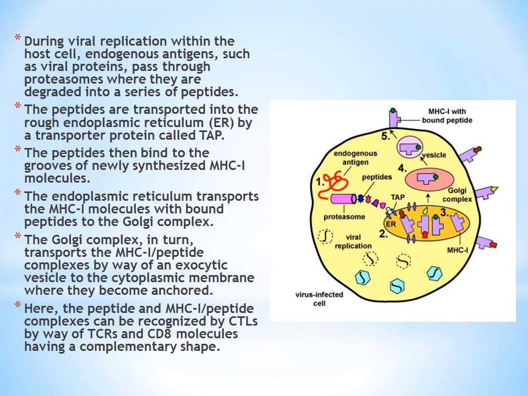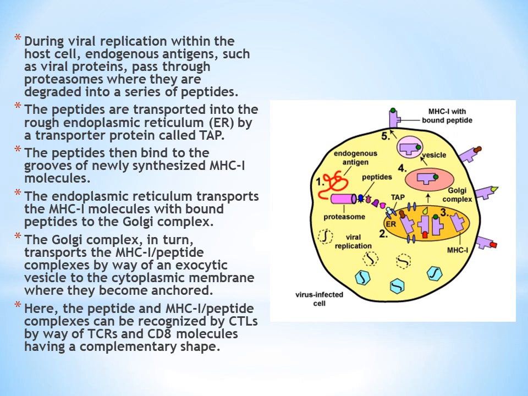In the endoplasmic reticulum, we have MHC class 1. The broken peptides bind with the MHC class 1 and enter into the Golgi complex. From the Golgi complex, the MHC class 1 along with the peptide enters into a vesicle. Through the vesicle, it comes out on the surface of the cell and gets attached.